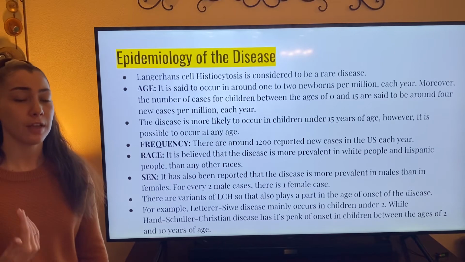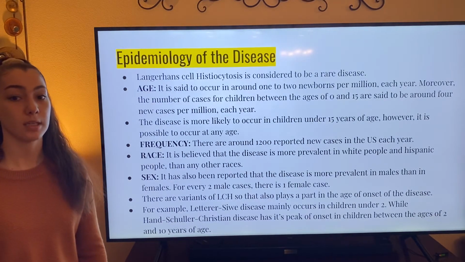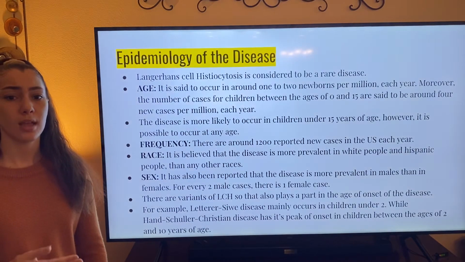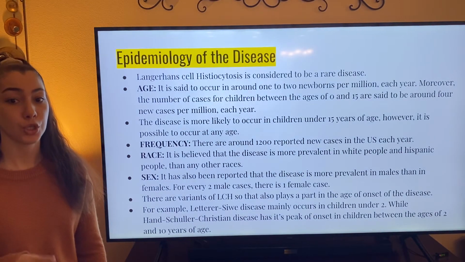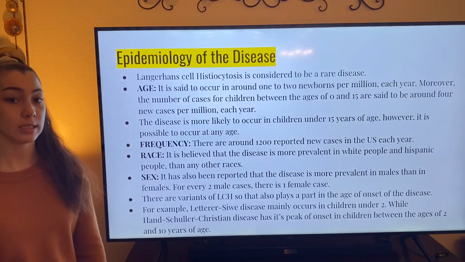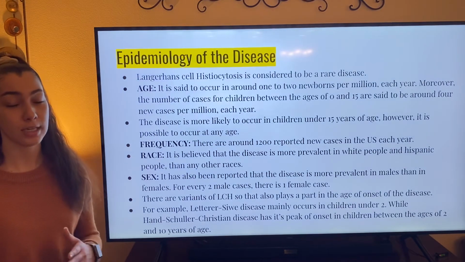Now, there are variants of LCH, so that also plays part in the age of onset of the disease. For example, Letterer-Siwe disease mainly occurs in children under 2, while Hand-Schüller-Christian disease has its peak of onset in children between the ages of 2 and 10 years of age.